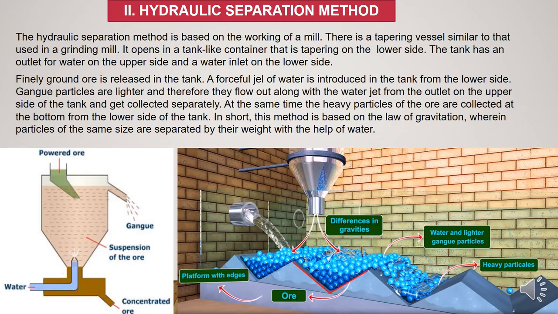Next method that we have is the hydraulic separation method. The hydraulic separation method is based on the working of a mill. There is a tapering vessel similar to that used in a grinding mill. It opens into a tank-like container that is tapering on the lower side. Here in this picture you can easily see this. I am reading it out; you have to look at the picture. Okay, so you have a tank-like container which keeps getting narrow towards the bottom, and into it our ore is poured.